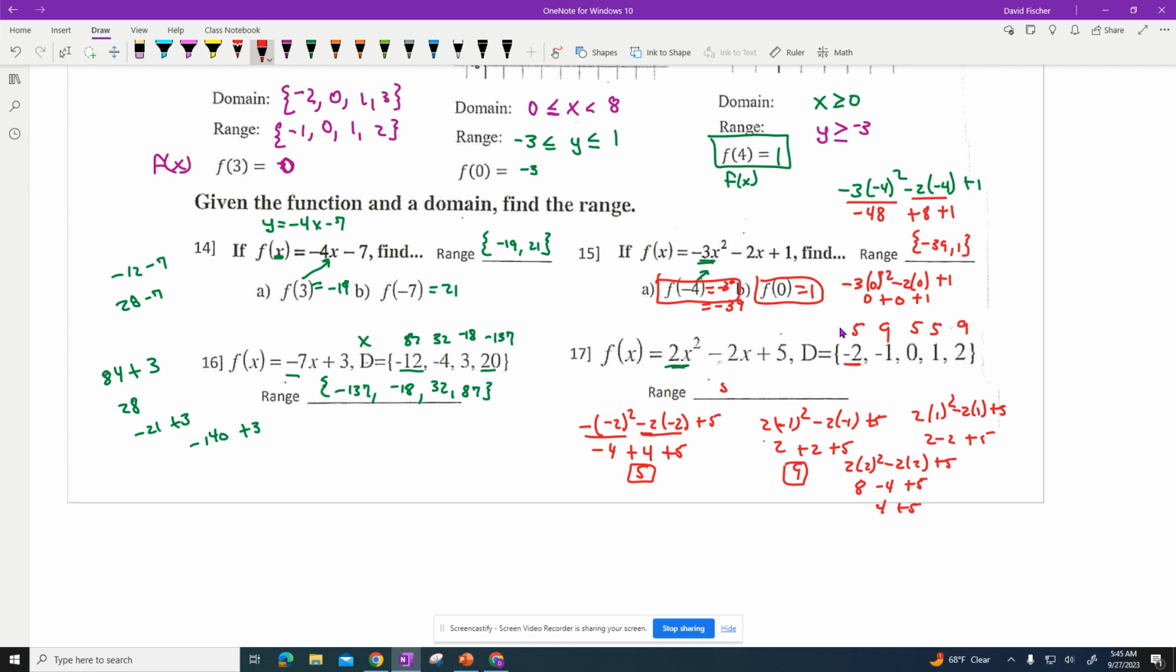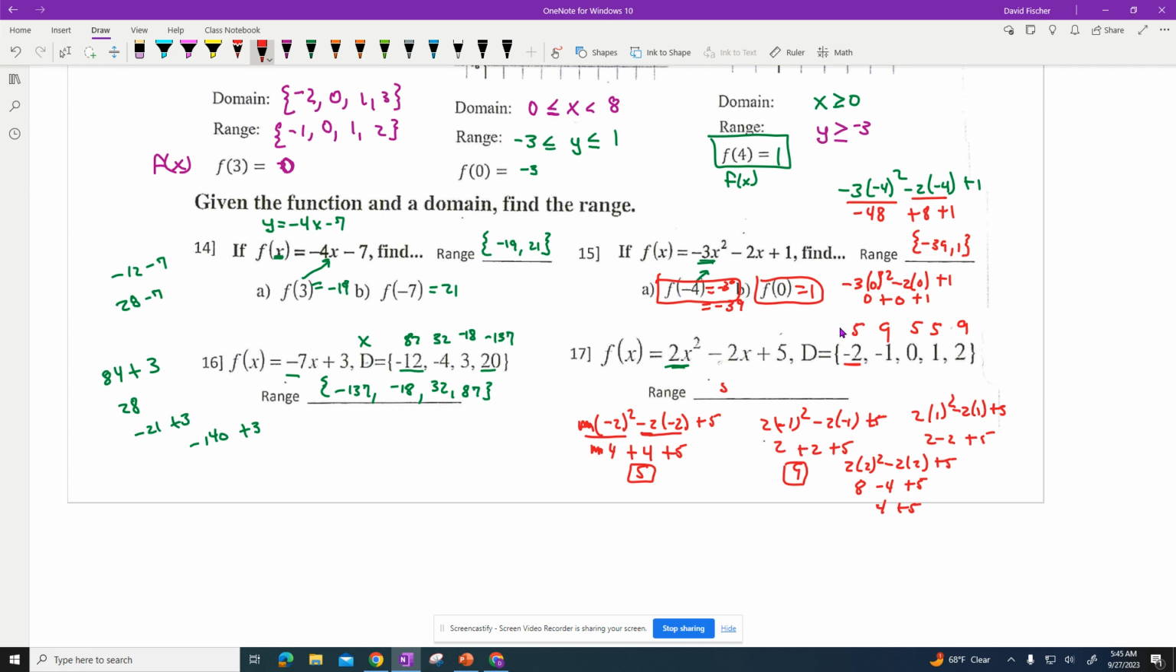Alright, where did I mess up? It's either this one or this one. I know you're yelling at me. I don't know where my brain is this morning. It's too early. 2 times 2 is 4. I plugged a 2 in. That's what I'm plugging in. So that's right. 8. Negative 2 times 2 is negative 4. Oh, here's where I messed up. There's no negative sign. Where did that negative sign come from? I have no idea where that negative sign came from.